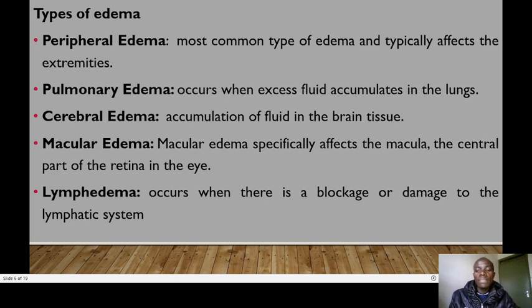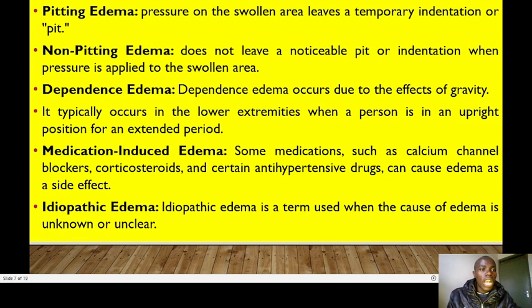Lymphedema occurs when there is blockage or damage to the lymphatic system, where the lymphatic system is not able to return the fluid from the interstitial space back to the blood. Also, another one, you have pitting edema, and we say it's pitting edema when you find that pressure on the swollen area leaves a temporary indentation or a pit. Whereas the opposite is true for non-pitting edema, where there is no noticeable pit or indentation when pressure is applied to the swollen area.